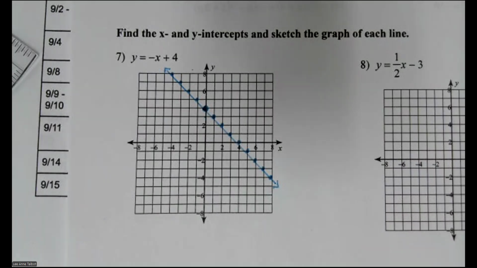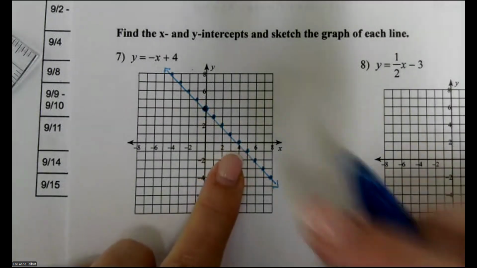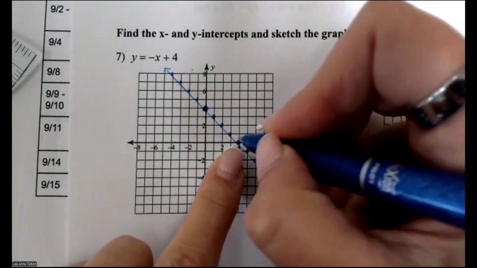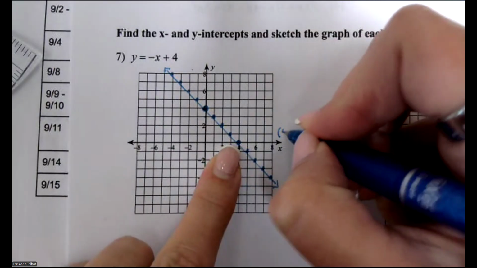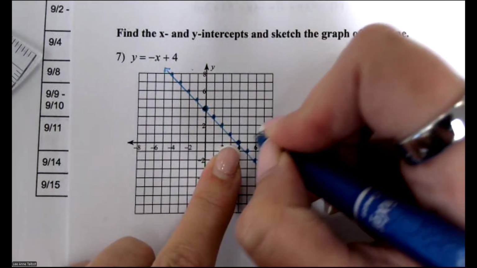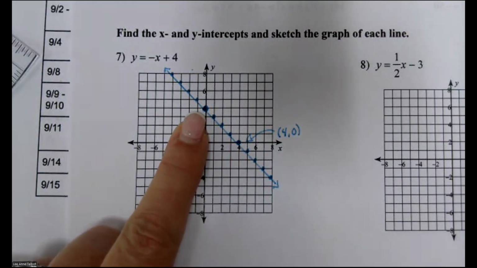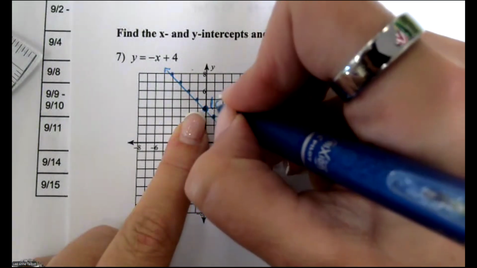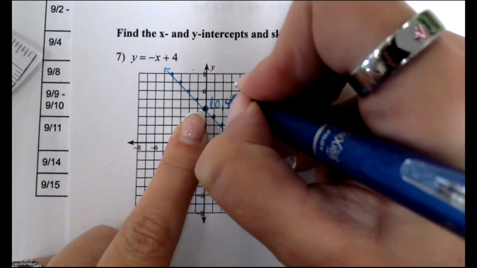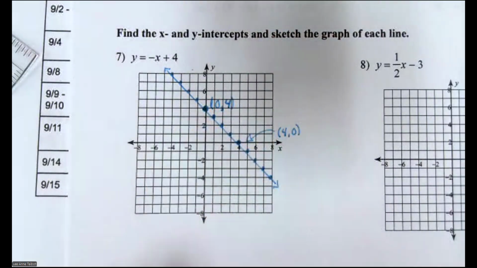Okay, now we're going to talk about the definition of x and y intercept. The x-intercept is the coordinate that is on the x-axis, which is 4, 0 in this case. And the y-intercept is the coordinate on the y-axis, which is 0, 4 in this case.